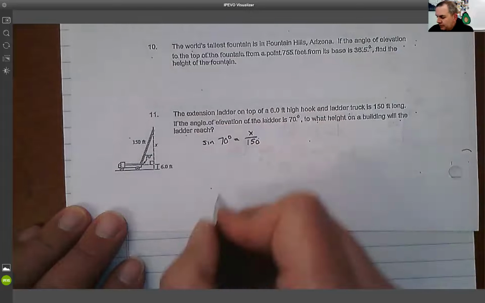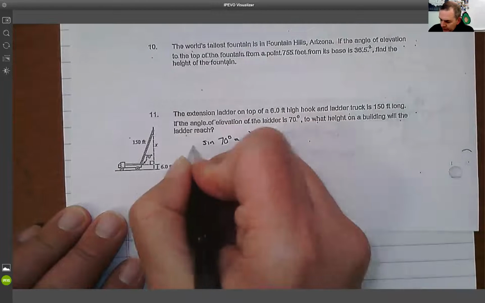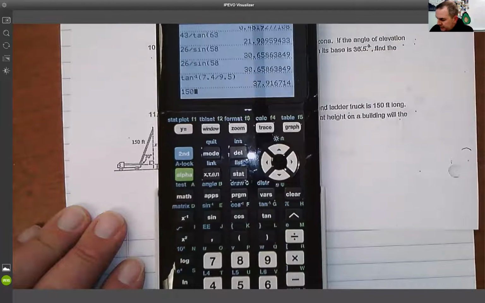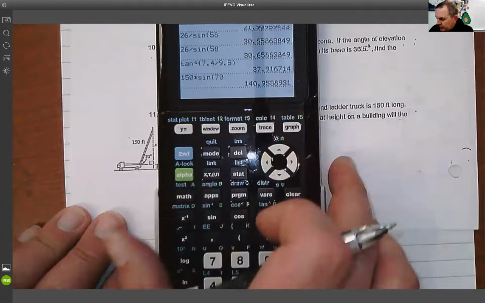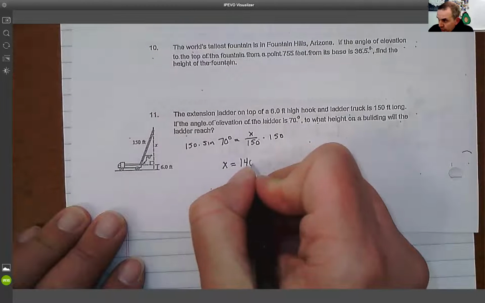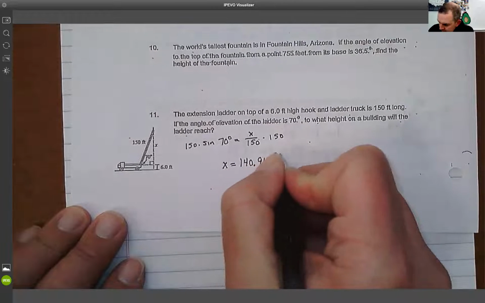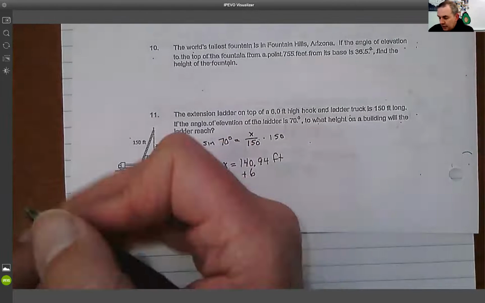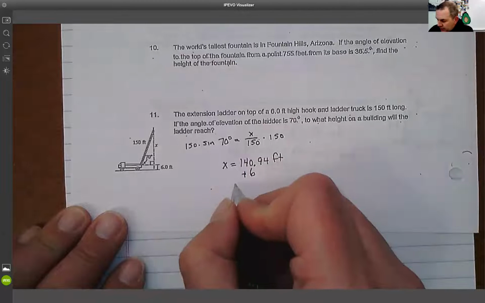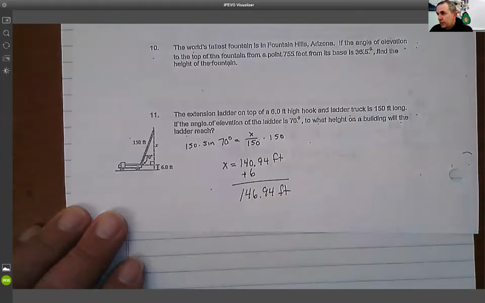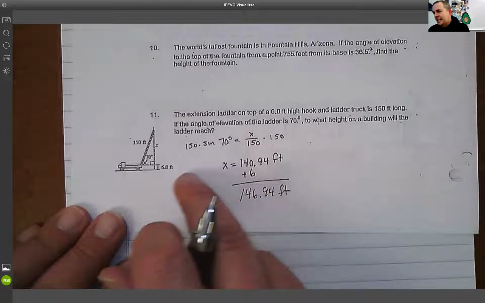And now I can solve for x. In this case, I'm going to multiply both sides by 150. So I'm going to do 150 times sine of 70. And that's 140.954. That tells me that the ladder reaches up 140.94 feet from the truck. But then I'm going to add that additional 6 feet of being lifted up by the truck. So it's going to be 146.94 feet. So that's the big one, and it's about adding it at the end.